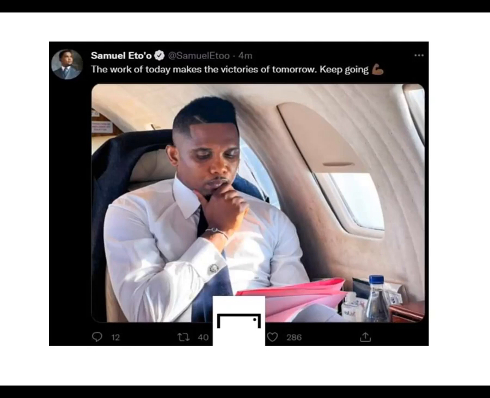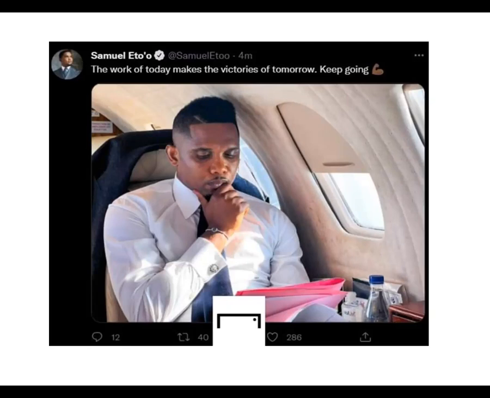Now, goal.com, which is a very popular football website, also picked this tweet and placed it on their website. I pulled this from goal.com and I authenticated it by checking Samuel Eto'o's Twitter handle, and the same post is there. Now, what can we learn from this post? As Forex traders, this is what Eto'o is saying, and I want you to relate it to the Forex market.